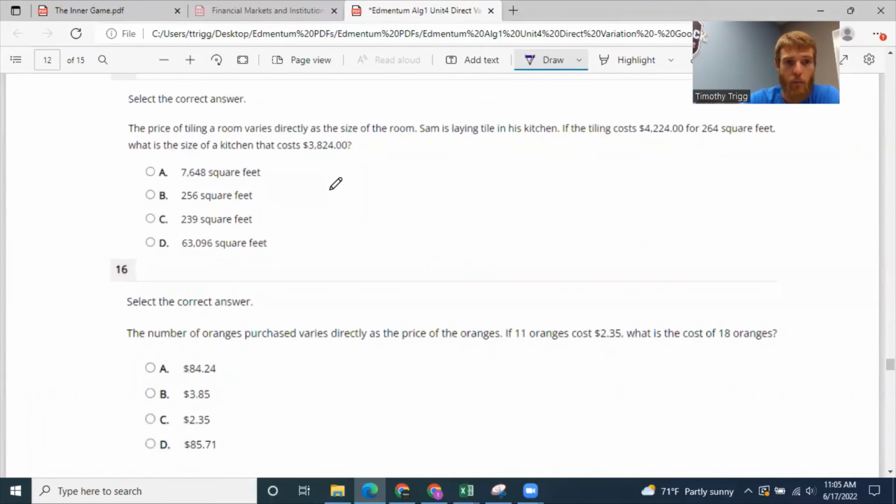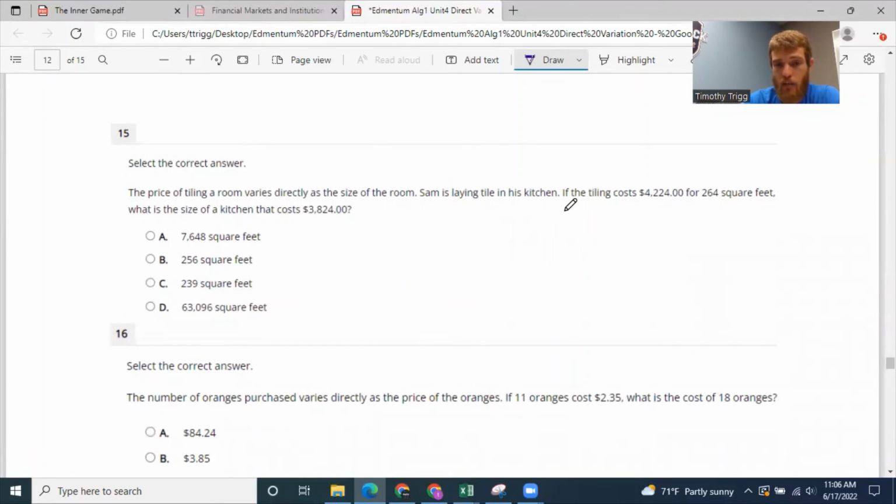The price of tiling a room varies directly as the size of the room. Sam is laying tile in his kitchen. If the tiling costs $4,224 for 264 square feet, what's the size of a kitchen that costs $3,824? So we're going to do the square footage, so 264 as our independent variable, and the cost depends on that. So we would say like this.